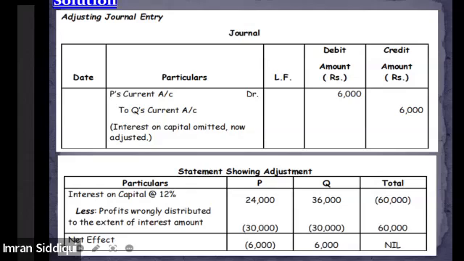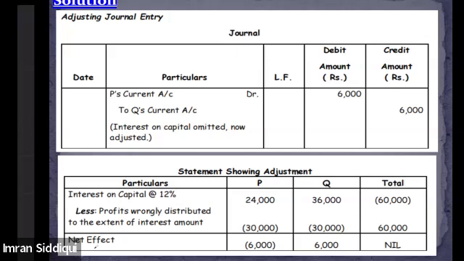Okay, so the statement showing adjustment, for P and Q, there are two partners. You can make this column total, since this is an optional column. If you want to make it compulsory, fine.